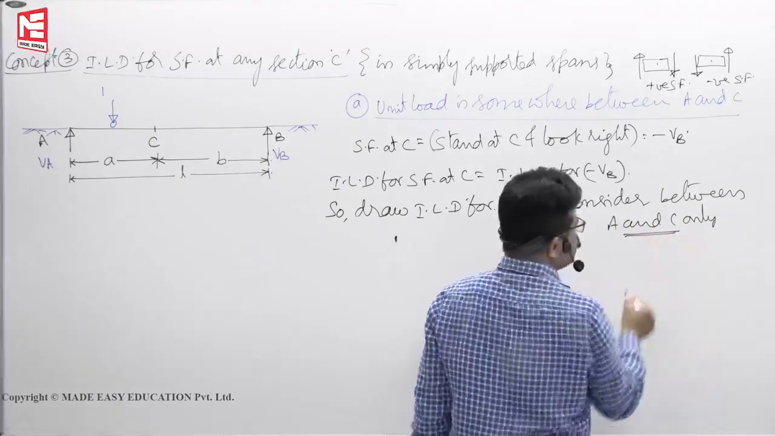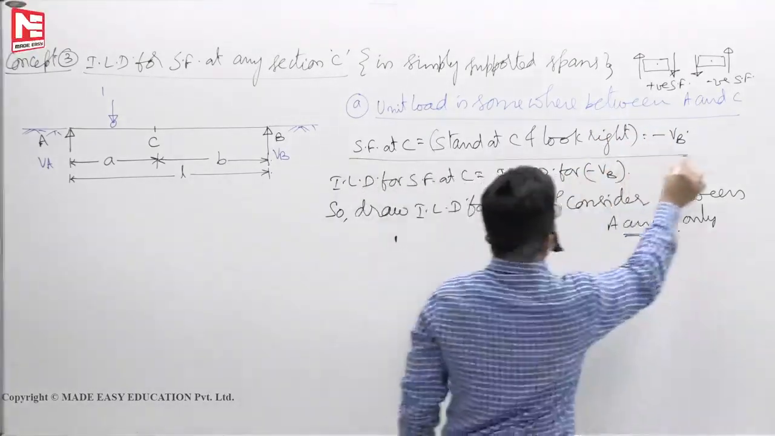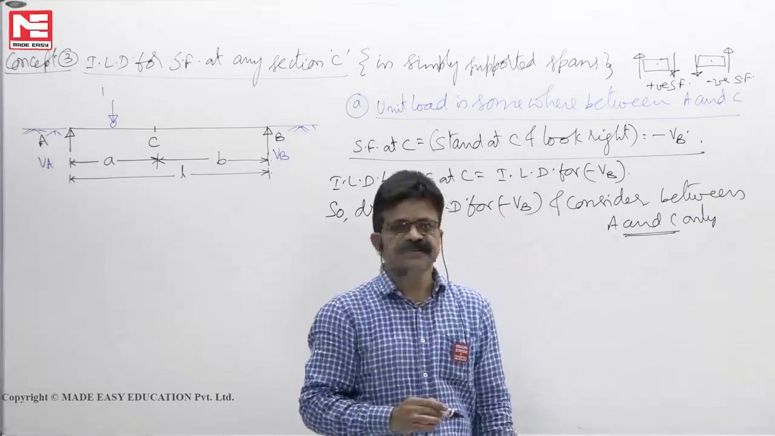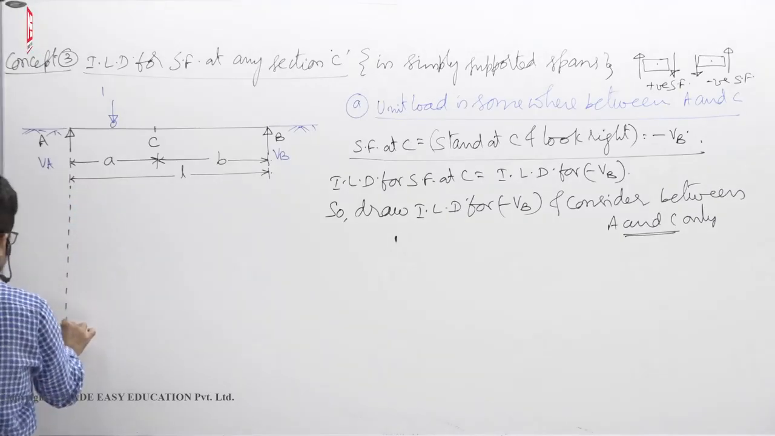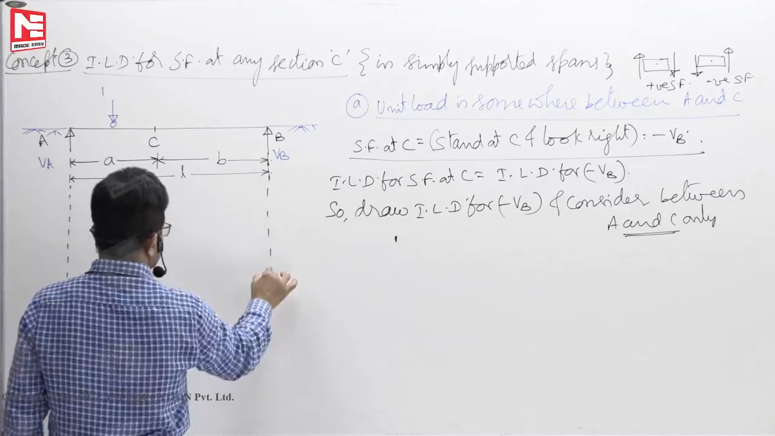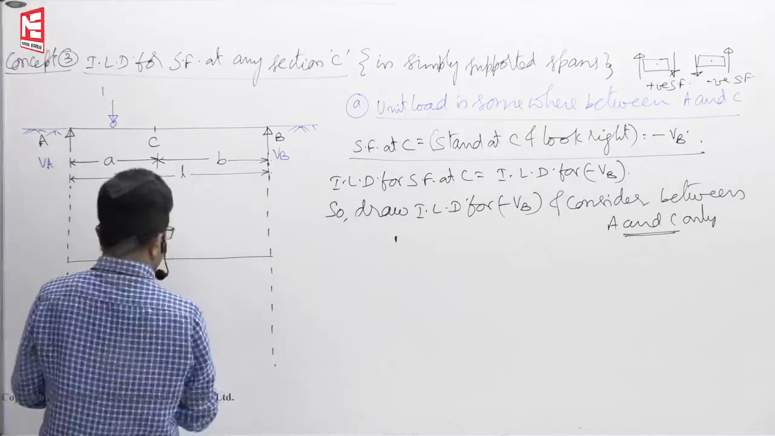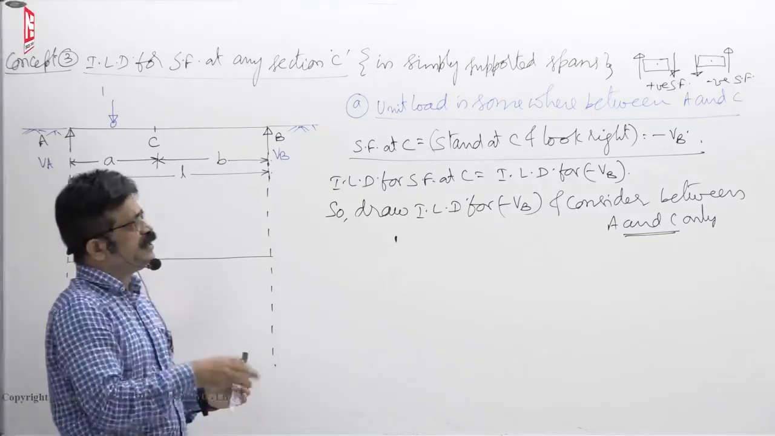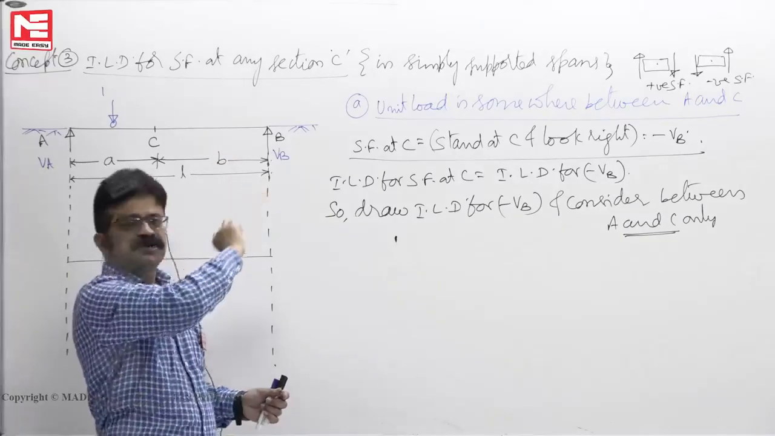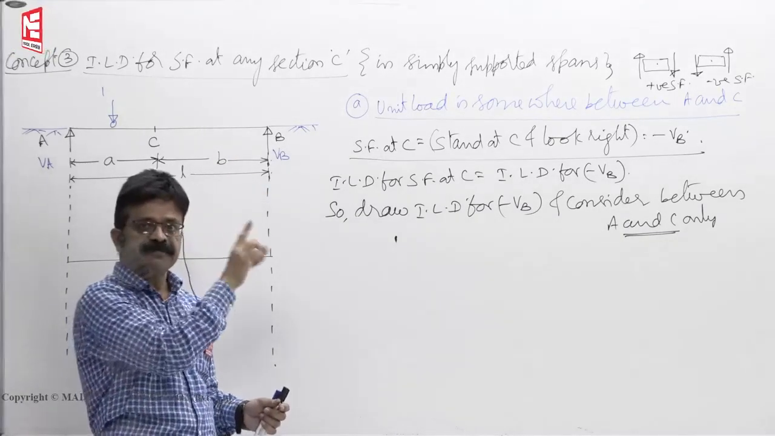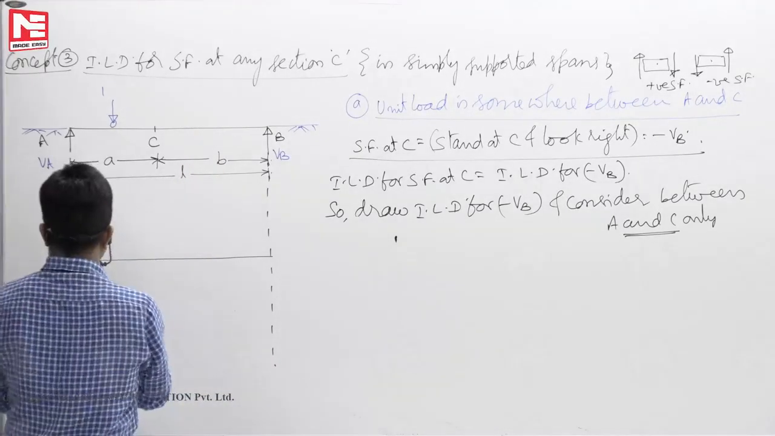Why consider between A and C only? Only when the load is between A and C, this expression is valid. Otherwise, some other expression I have to write. So we will draw like this. If we know how to draw ILD for VB, remove the support, lift it by 1. But now I don't want to draw ILD for VB, I want to draw ILD for minus VB. So instead of lifting it up, push it down like this.